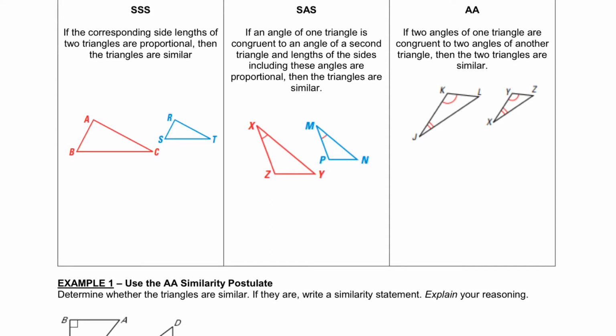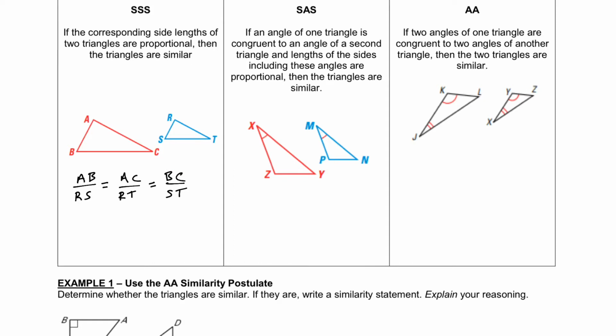The first one that we have is side-side-side similarity. That would be if all three pairs of corresponding sides are in the same ratio, or if they're proportional. That would look like this. So to use this side-side-side similarity postulate, we're going to want to show that all three pairs of corresponding sides are proportional, which means they're in the same ratio, or that they make the same fraction.